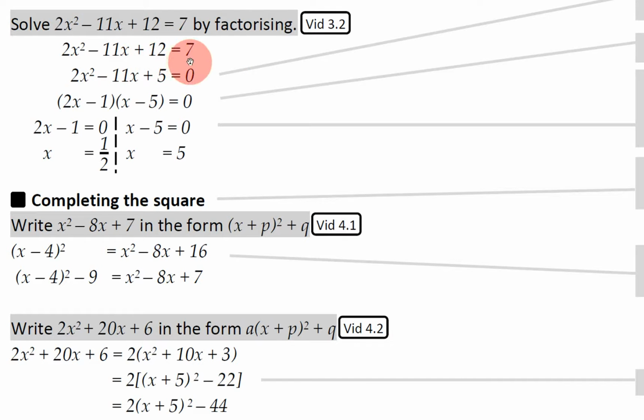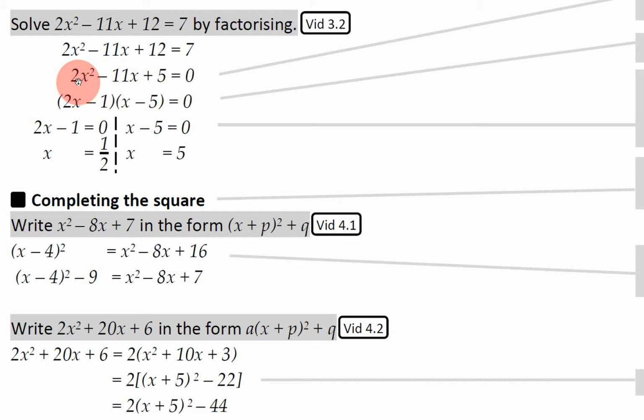The first step is to make your quadratic equation equal to 0. So why do you have to do that? You're going to find out in a minute. But how do you do it? Well, you move that 7 over to the other side and it becomes a minus 7, so you've got 12 minus 7, which is 5. So this turns into this second line there.